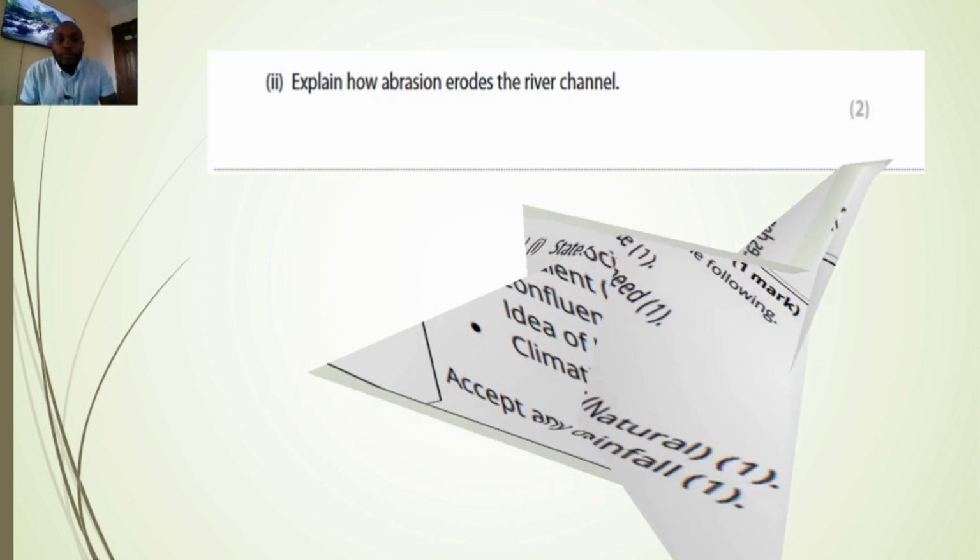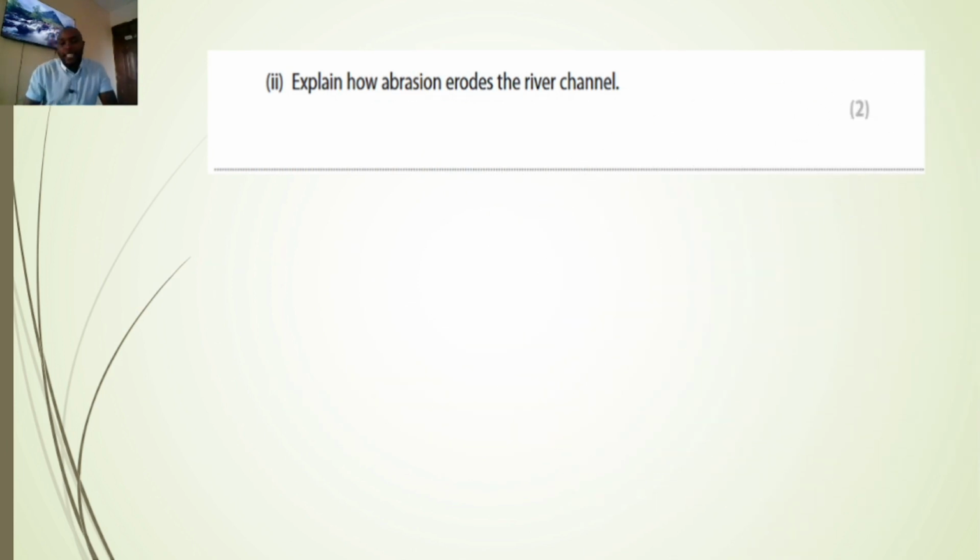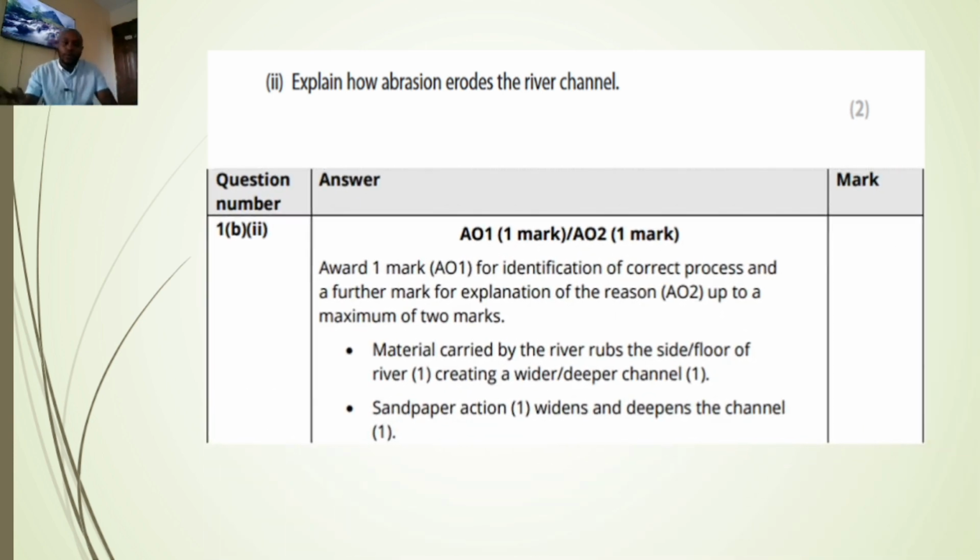And then we move to explain how abrasion erodes the river channel. We've talked about this several times. It's so easy, guys. When you see abrasion, remember we have four types of erosion: abrasion, hydraulic action, corrosion or solution, and attrition. But attrition has no effect on river banks or the river channel, okay? It can actually cause more erosion as the particles hit against each other. But the rest, hydraulic action and all those, you can actually explain. So abrasion is the sandpaper action of the river, okay?